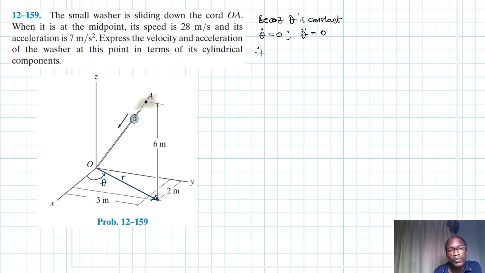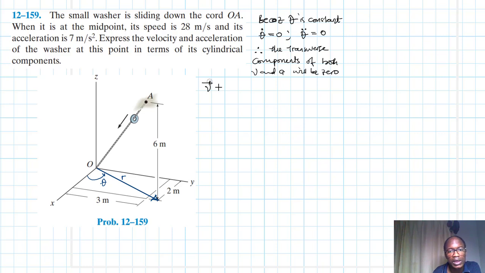Okay, therefore the transverse components of both velocity and acceleration will be 0. So let's write down the equation.